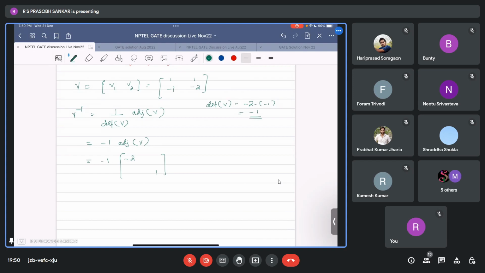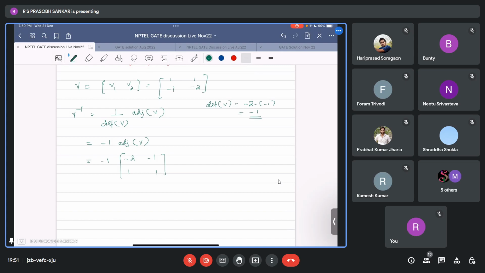We have minus 2, 2, 1 and minus 1, 1. By the way, let me know if I make any mistake. With numerical questions, we should be very careful. We might think something in the mind and write something completely different. That can happen sometimes. So we have minus 2 here, then 1, then minus 1 and 1.